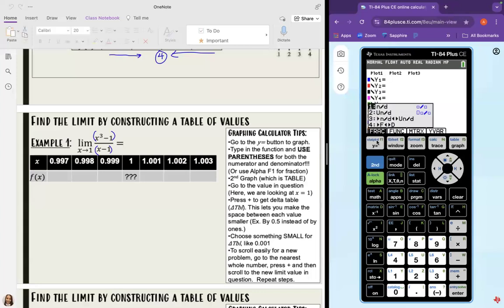F1, Alpha F1. And then you see this n over d, it'll give you a fraction. So you can just type it in. That's probably the nicest way. If you forget, you just put parentheses x cubed minus 1, parentheses divided by parentheses x minus 1.